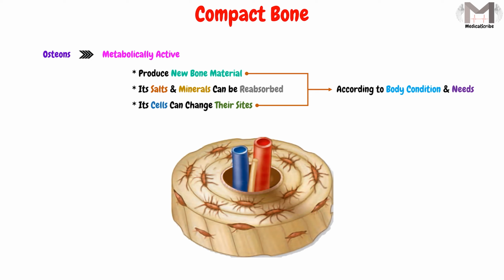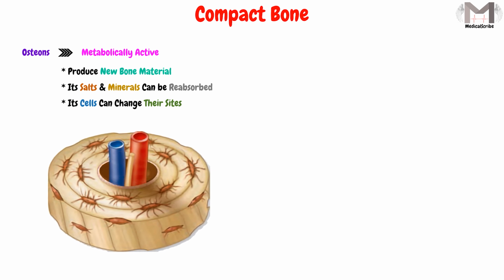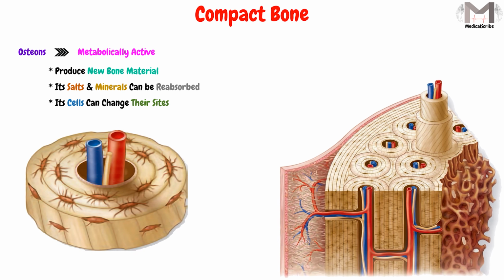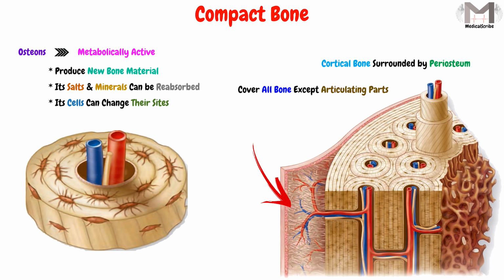Well, this cortical bone, as we said, forms the outer part, or the shell, or the cortex of the bone. This cortex is surrounded on the outside by something called the periosteum, which covers all the bone except for the articulating parts or the articulating surfaces. Now, this periosteum, of course, has many details and certain functions that will be explained in a separate video.